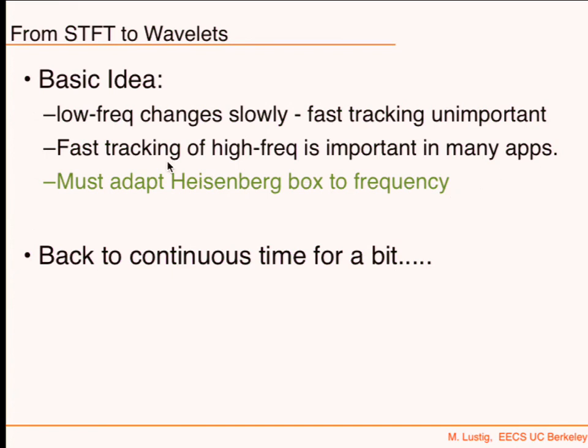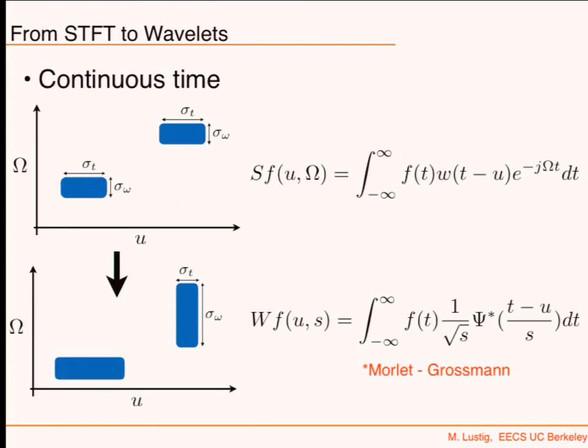So what we're going to do now is go a little bit back to continuous time and talk a little bit about continuous time again, and then we're going to return to discrete time. And here are the two different things that I'm going to present to you. These are two transformations. The upper one is the one that you're familiar with, that we just covered, which is the short-time Fourier transform in continuous time.